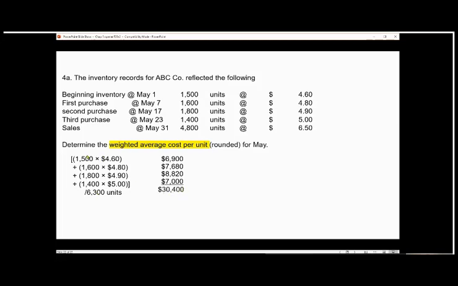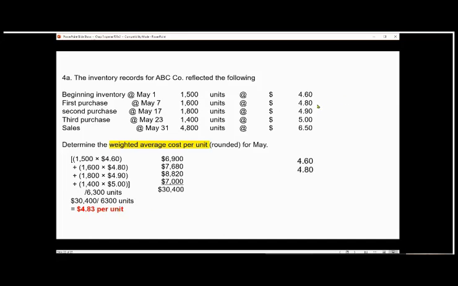$30,400. So add the units and the dollars, and you're going to get what you had available, right? So then you're going to divide the 6,300 units into 30,400. So 6,300 units divided into 30,400 means the weighted average cost per unit, which is what you're looking for, is going to be $4.83.